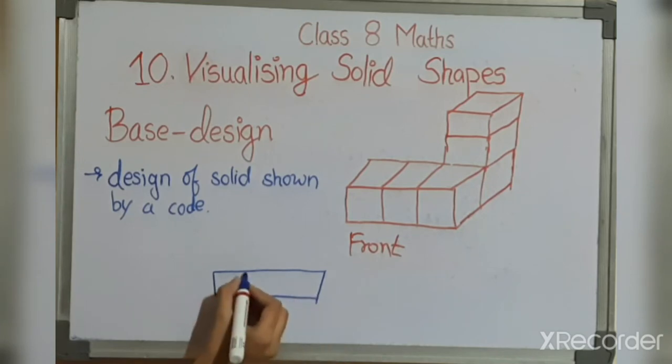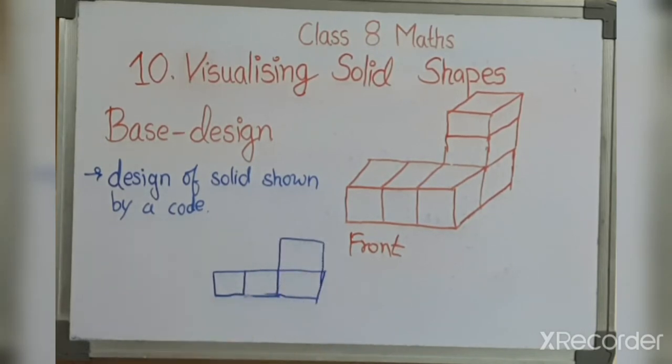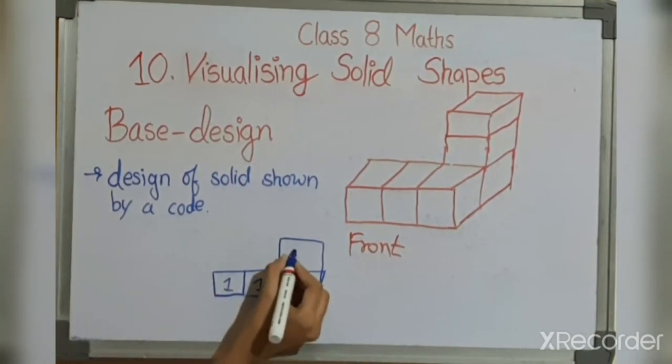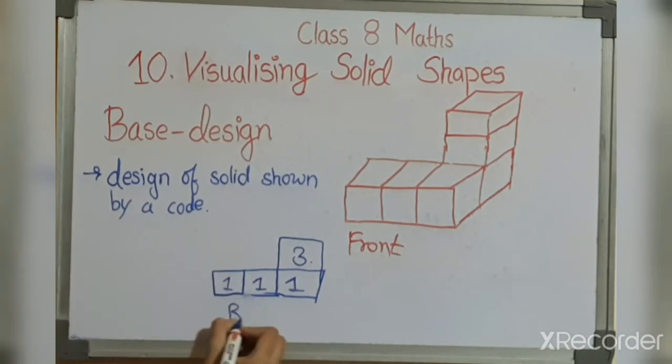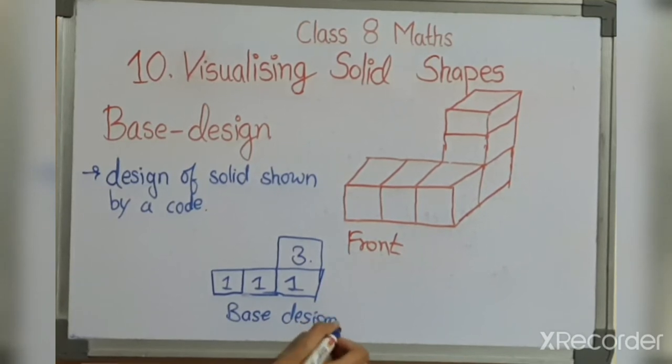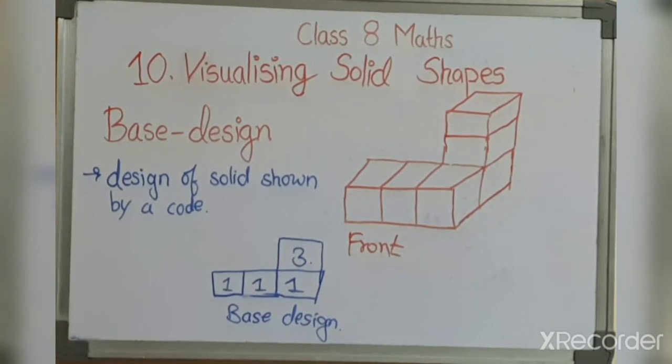Here we will draw 3 cubes and then here from upside one. Here in each of these we will write 1, 1, 1 and here above we are going to write 3. So this is the base design. So this is what we call base design. It is a design of a solid which we are showing by a code, and this is indicating the shape of a solid which we view from different angles.